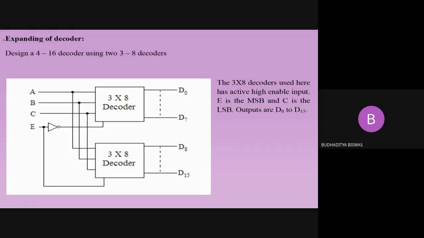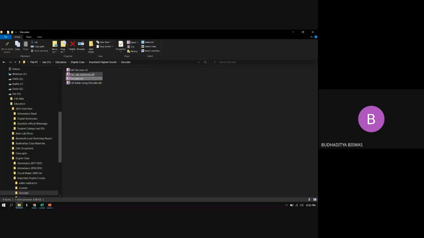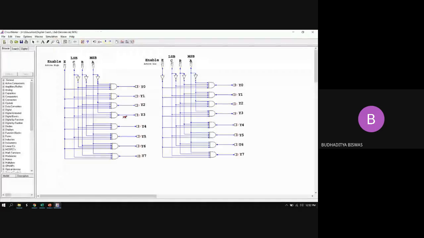Now coming to another thing, the expanding of the decoder. First we show some 3 to 8 decoders also. Now this is called the 3 to 8 decoder. 3 to 8 means what? If it is written 3 to 8 decoder, then what is the meaning of that? 3 and 8. 3 input, 8 output. Very good.